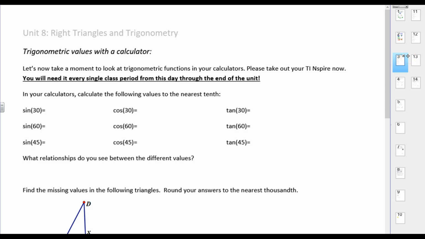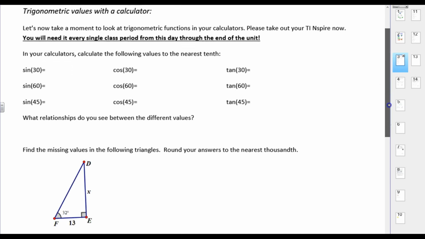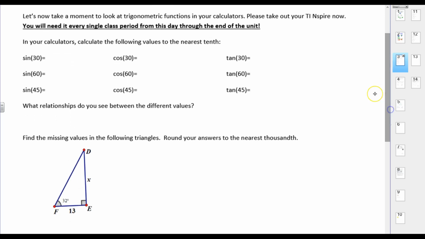All right, we can also use a calculator to help us find some trig values. So this, guys, is when you need your big, fancy TI-Nspire calculator. You need it every single class from this day forward. You don't want any other calculator but your TI-Nspire. This is not a time to bring in a little four-function calculator. It will not do the trick.